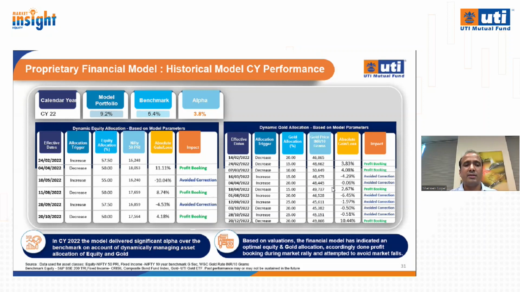So in the last 1 year, in 2022, the model has signaled a reduction in equity weight when the market was trading in the expensive zone, and whenever the market has corrected, it has suggested an increase in allocation.